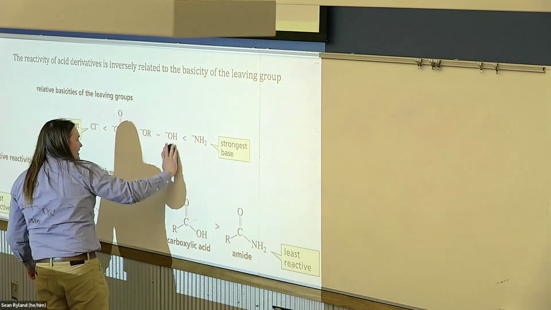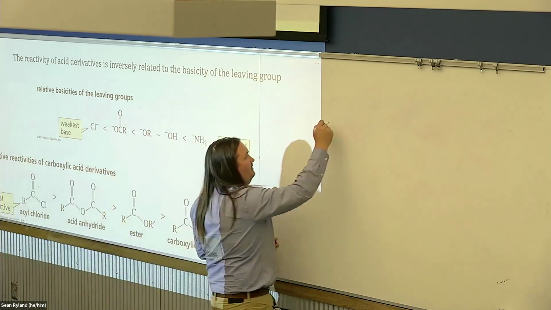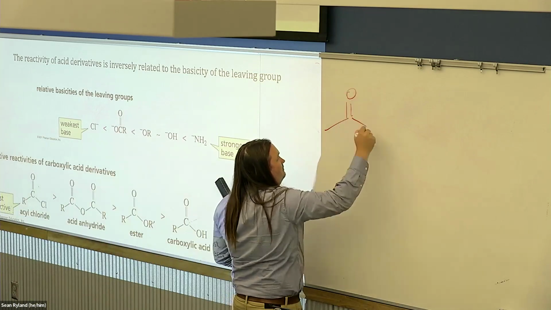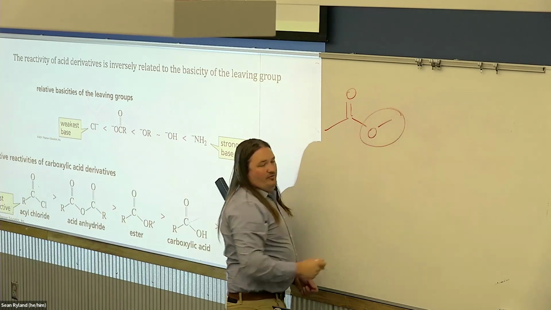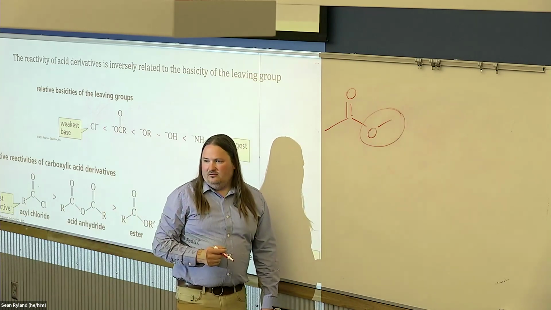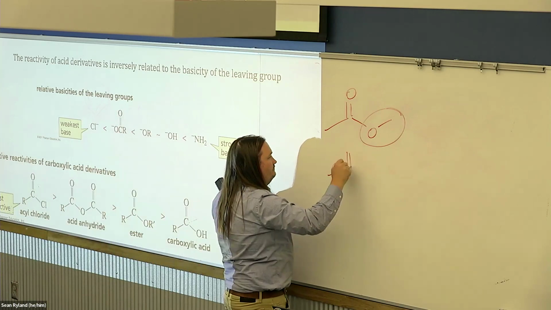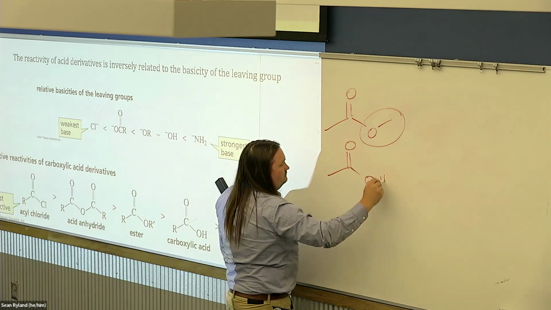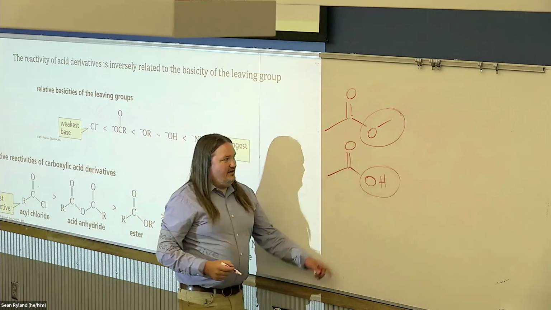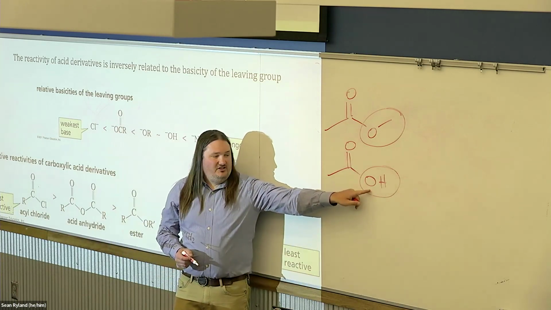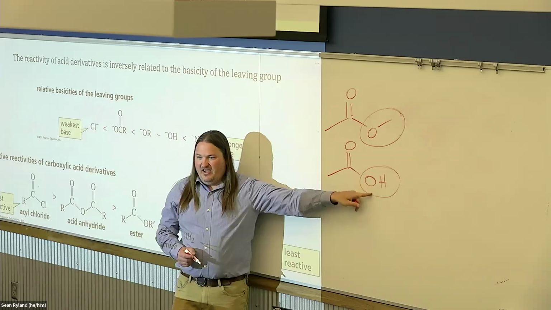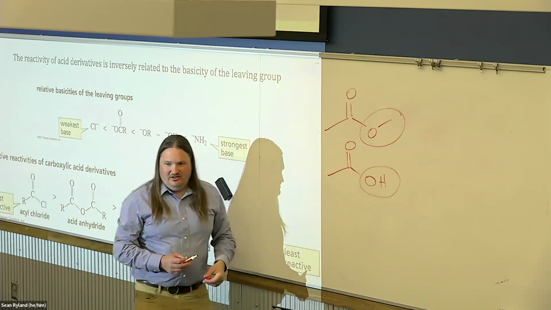Because if you think about a carboxylic acid or an ester, now our leaving group is just a deprotonated alcohol. Or if it's the acid, our leaving group is a hydroxide. We know those are fairly strong nucleophiles, fairly strong bases, so they're not going to be very good leaving groups.